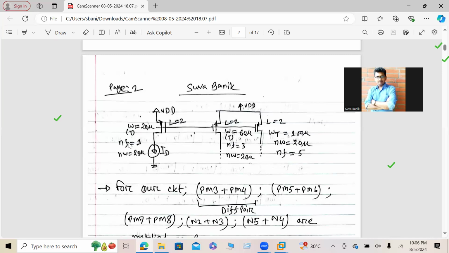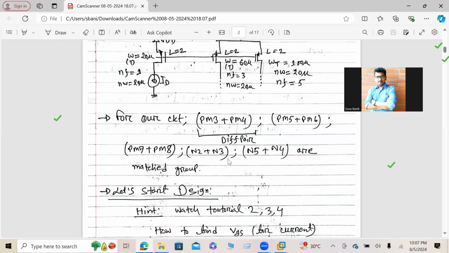Let's say here we can use number of fingers 1, here we can use number of fingers 3, and the unit width is 20 micro, so 3 into 20, the total width is 60, it matches. And here I also can use 20 micro. You can see the NW is 20 micro for each one, and length 22 is the same for each one. Only the number of fingers is different. So we need to keep this in mind.